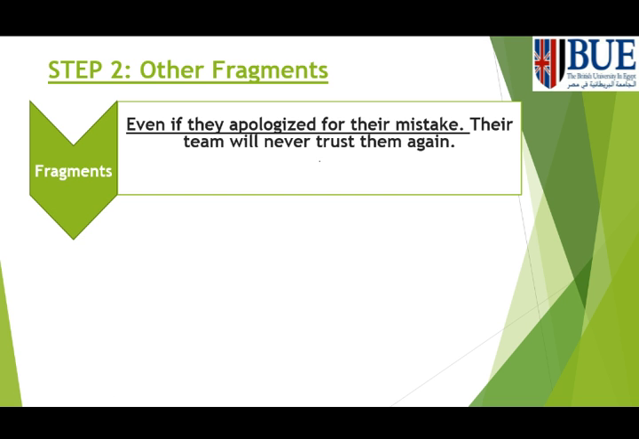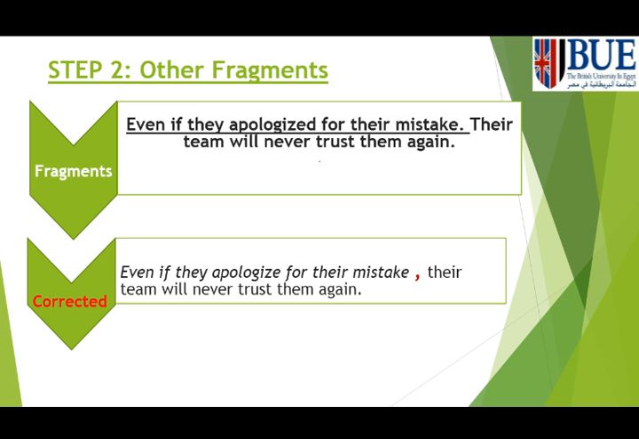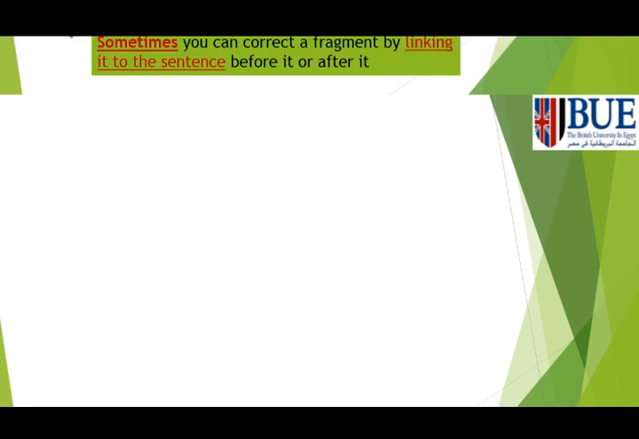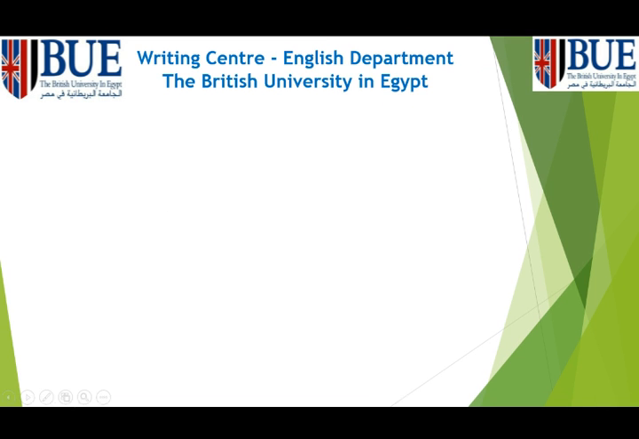Another common mistake is like the following: even if they apologize for their mistake. In order to correct this underlined fragment, we need to add it to the following sentence. So sometimes you can correct a fragment by linking it to the sentence before it or after it. Now we have learned the kinds of fragments and how to correct them.